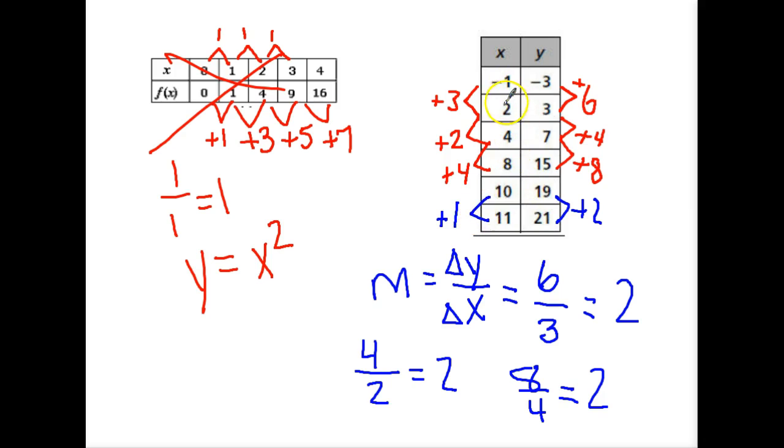Just because we skipped some numbers in between here does not mean that this is not linear. You just have to check, make sure that you check your change in y over your change in x. That's your slope. How much does my y change for how much my x changes? So be careful of that.